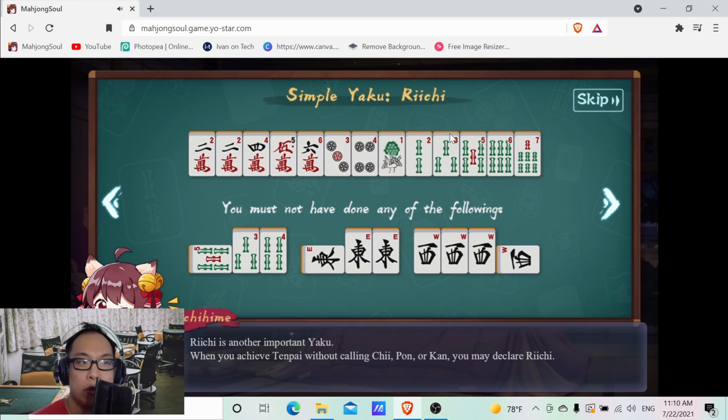Riichi is very special, and that's why Japanese Mahjong is sometimes called Riichi Mahjong. When you declare Riichi, you basically get bonus points, because you're putting 1,000 points down to say, I will win.